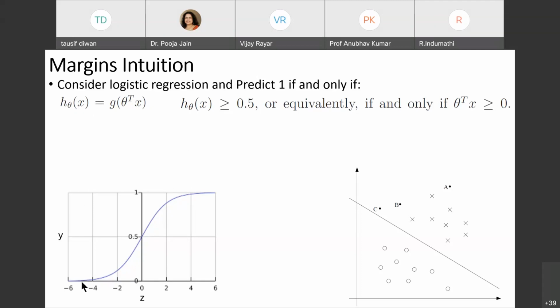Is it clear? On the other hand, if the values are very close to 0.5, like suppose g of theta transpose x is 0.52, very close to 0.5, which class is this? It is considered as class 1. However, if g of theta transpose x is 0.48, which is very close to 0.5, it is considered as class 0. In both of these circumstances, our confidence is very low. Why is our confidence very low? Because it is very close to the threshold. Is it clear?